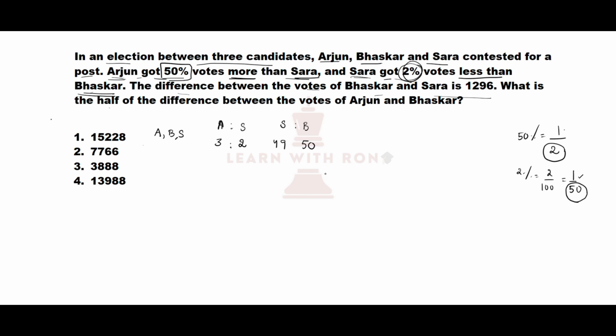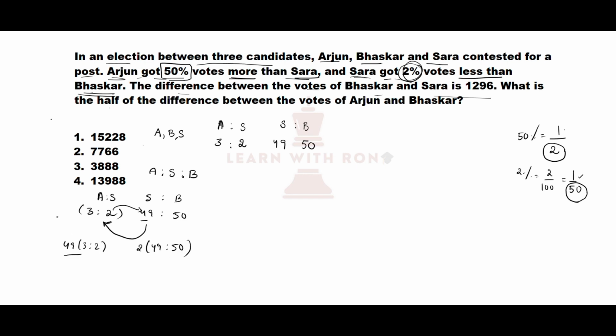They asked us to find a question. First we have to find the ratio of Arjun, Sara and Bhaskar. This can be done in two ways. One is the normal method, like we know A is to S as 3 is to 2 and S is to B as 49 is to 50. We need to make the ratio of Sara equal. So we'll multiply 3 is to 2 by 49 and 49 is to 50 by 2.